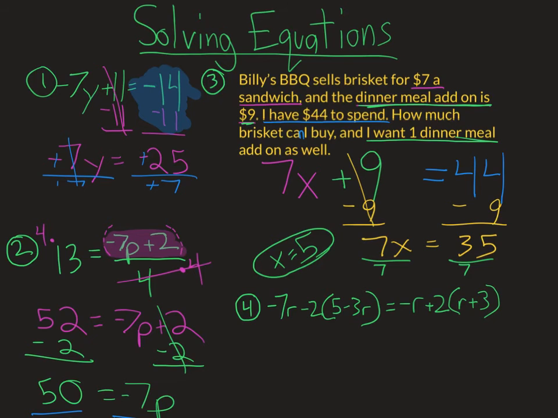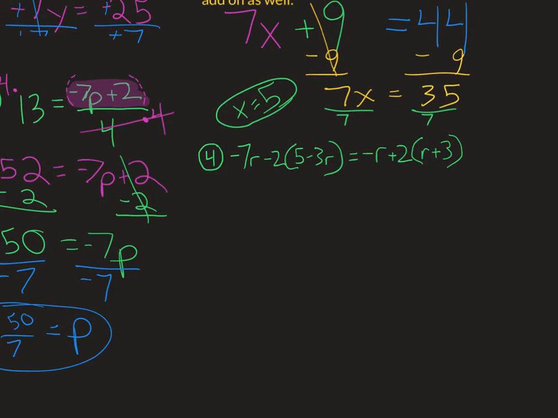All right, last one, number 4. Okay, first step, remember, we've always got to do our distributing to break anything out of our parentheses. That's where you always want to start. Okay, those guys are locked up. We need to unlock them so we can work with them. So -2 and 5, -10. -2 times the -3 is positive 6r. And then over here, 2 times the r and 2 times the 3 is 6. So that's everybody unlocked now. We can move on.